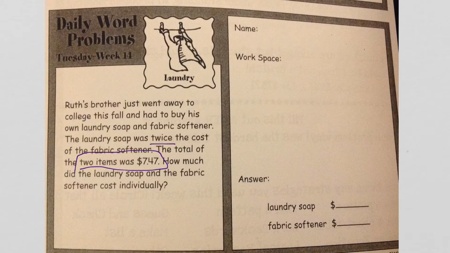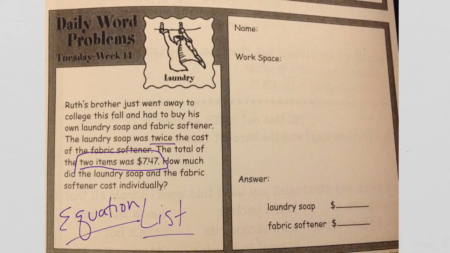All right, so in order to figure out what I'm going to do here, I'm going to make sort of a list. That's a strategy there. And I'm also going to make myself an equation to help figure out what I'm dealing with here. So I'm going to use some abbreviations. So I know the laundry soap is twice the cost of whatever the fabric softener is, okay? So the word twice means I'm going to double it, or I can multiply it by 2.